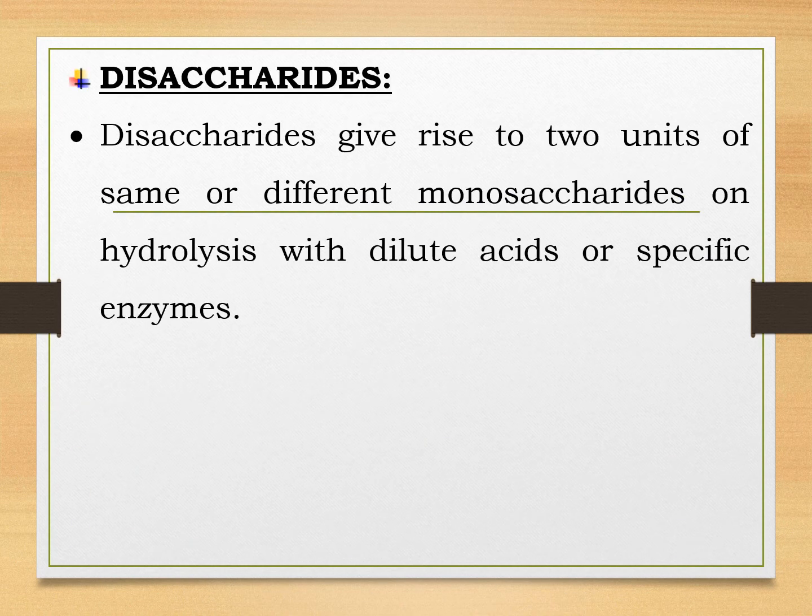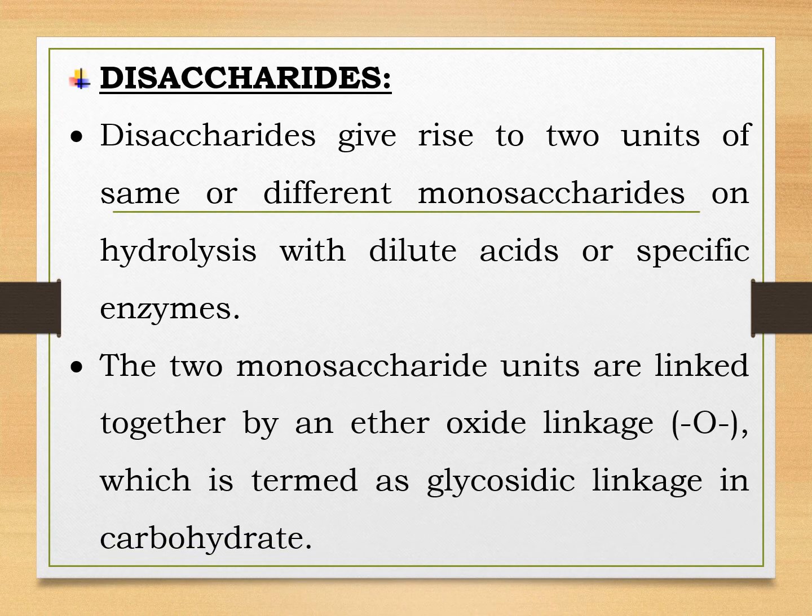The next topic is disaccharides. We have already studied what disaccharides are. Disaccharides on hydrolysis give two monosaccharide units. These two monosaccharide units are linked to each other by a glycosidic linkage. Let us study about it. In our syllabus, there are a total of three disaccharides we are supposed to study. The first one is sucrose, the second one is maltose, and the third one is lactose.